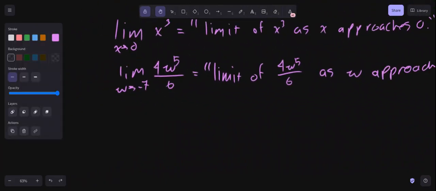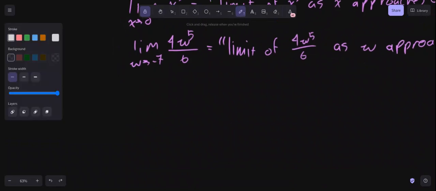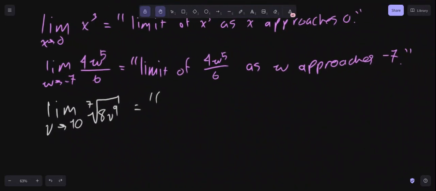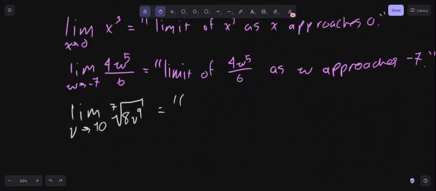Alright, so I'm going to give some more limits. I'm going to write it out without saying anything. So, what do you think this would translate into if you would say it out loud?